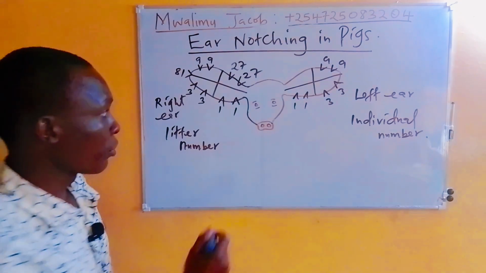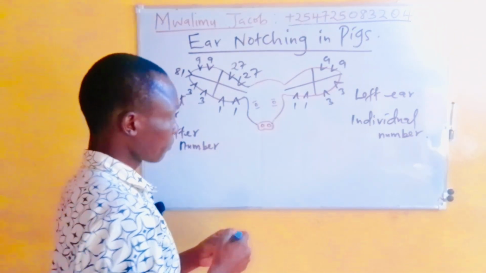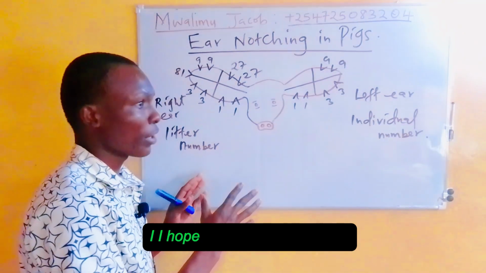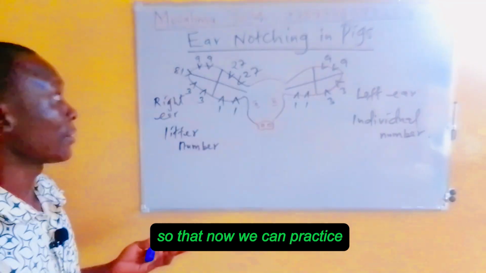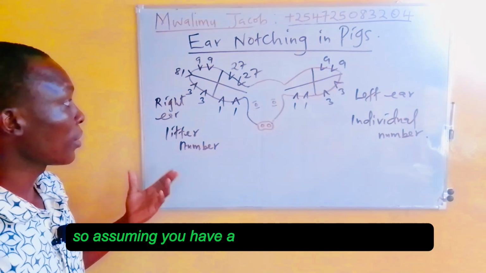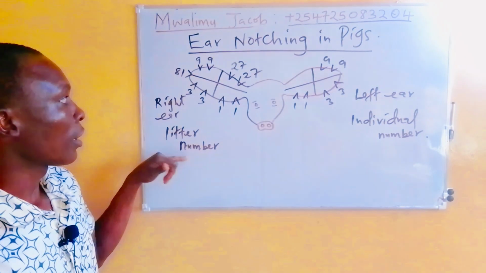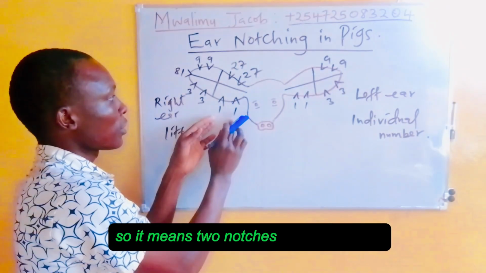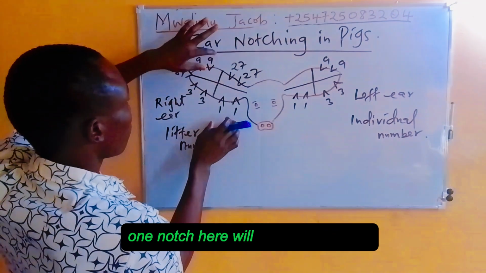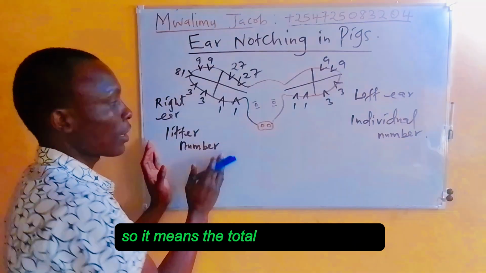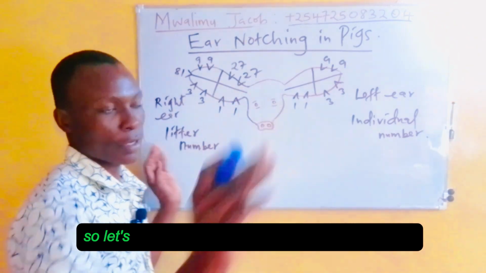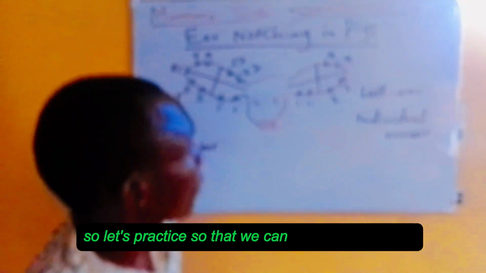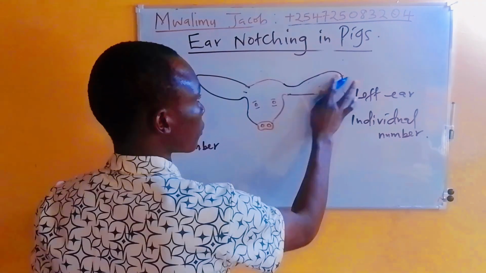So let's assume we have a pig. I hope you are done with this so that now we can practice. So assuming we have a pig that has got a litter number, has 2 notches here and 1 notch here. So 2 notches here will be 2, 1 notch here will be 9, that is 11. So it means the litter number will be 11. So let's practice so that we can appreciate it better.